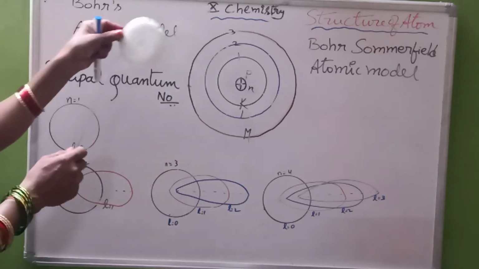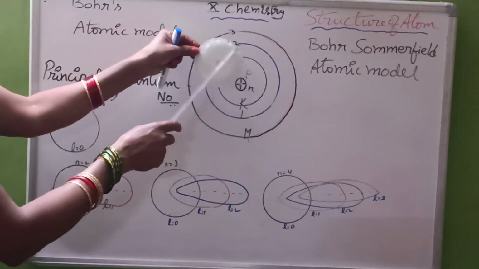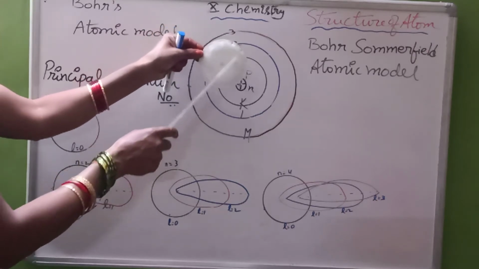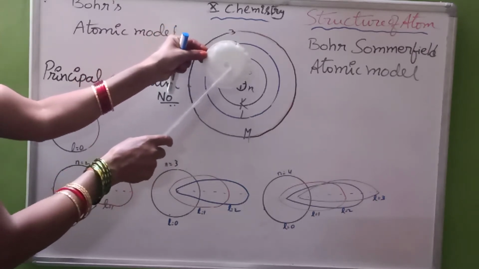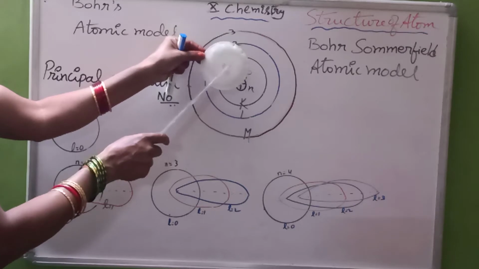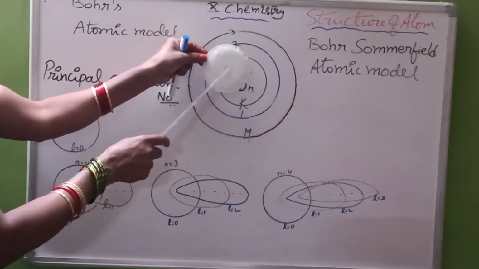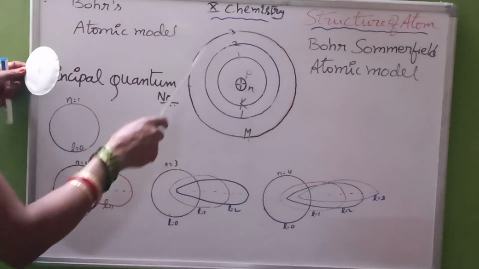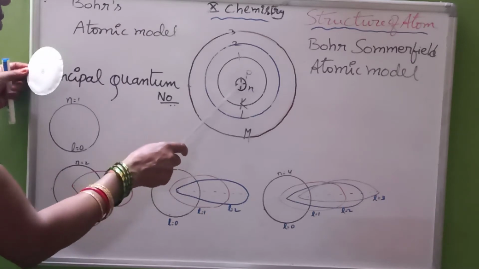So according to Niels Bohr, atoms are spherical and mostly hollow, empty space. In the center, a very pinpointed area, the nucleus, is present. And the total mass of the atom is located in the nucleus.